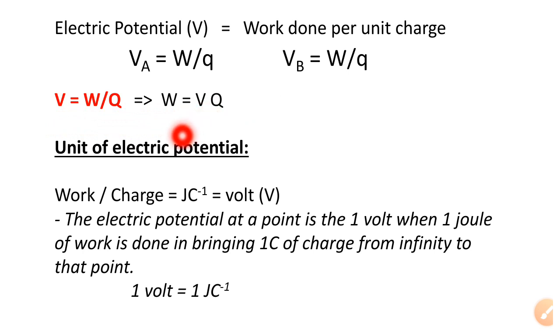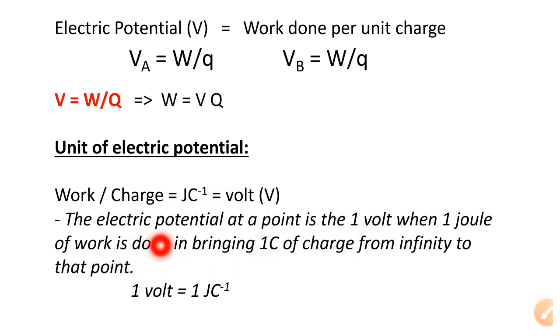So what will be the unit of electric potential? From the formula you can easily find it: work by charge. For work the unit is joule, and for charge it is coulomb. So work by charge means joule per coulomb, and this joule per coulomb is named volt. Volt is the SI unit of electric potential. Now if we want to define a volt, then the electric potential at a point is said to be 1 volt when 1 joule of work is done in bringing 1 coulomb of charge from infinity to that point.